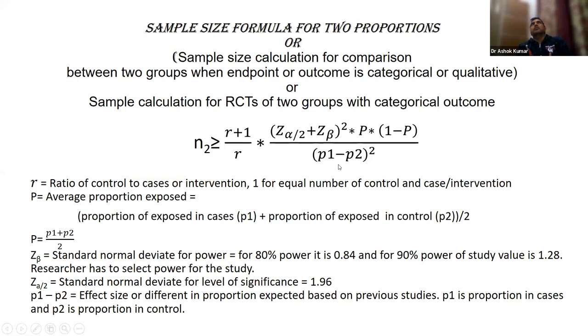Sometimes when you Google or see other books or some other literature, you can see here it is a delta square. Okay, here P1 minus P2, and there you can see delta square. So what is delta, or D square? Okay, D square, that is difference or effect size, we can say. So P1 minus P2 is the effect size or difference in proportion exposed, expected based on previous studies. So we are taking it from previous studies. Okay, P1 is the proportion in cases and P2 is the proportion in control of that outcome of interest.